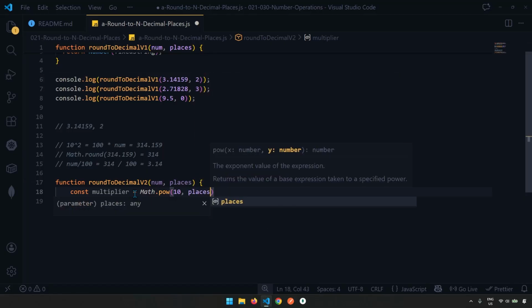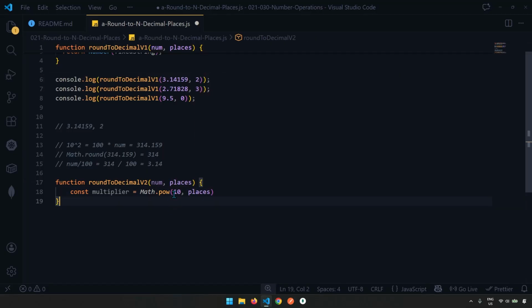That's going to be places. So the base is always going to be 10. It's going to be a multiplication of 10. So if places is, let's say, 5, 10 is going to be raised to the power of 5. So it's going to be 10 multiplied by 10, multiplied by 10, multiplied by 10, and multiplied by 10. Cool. So this is going to be the multiplier.